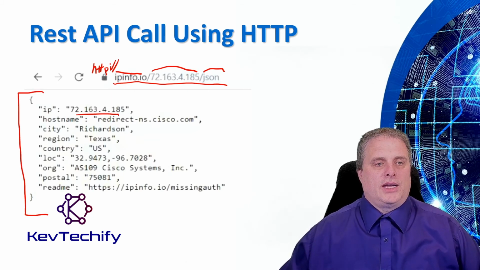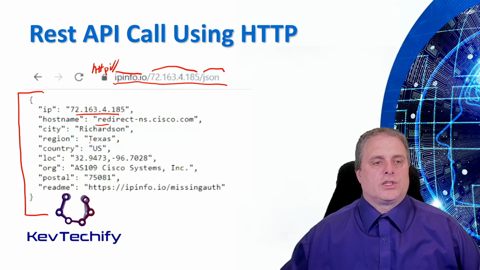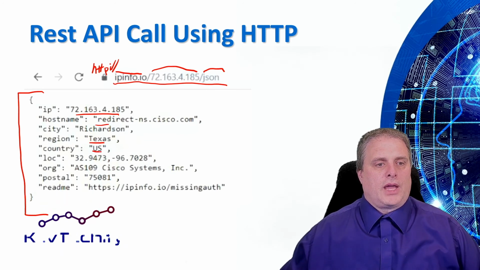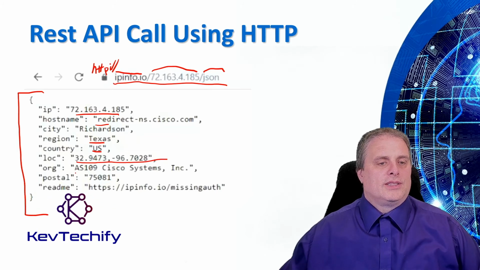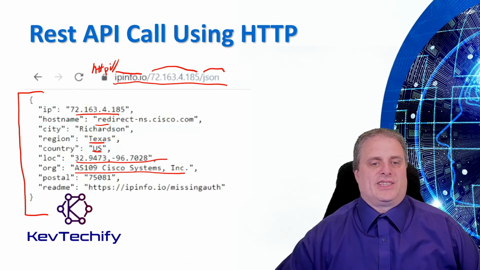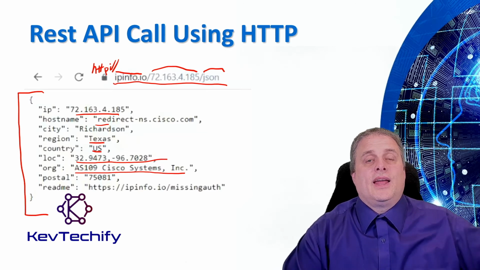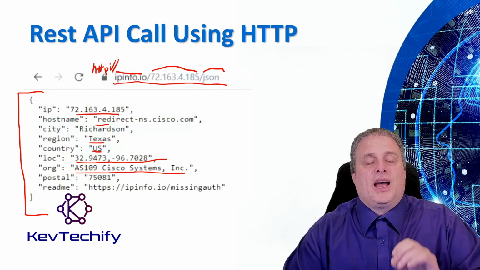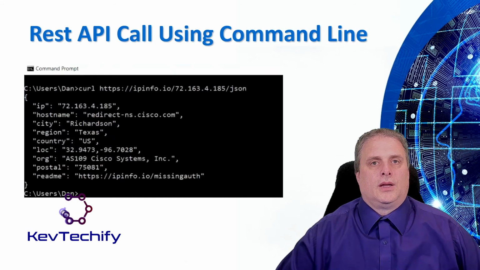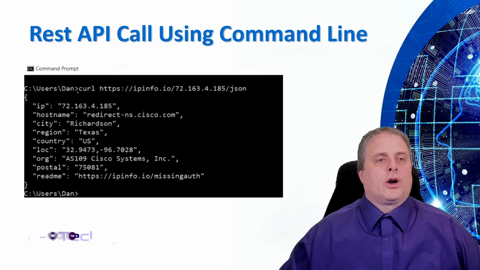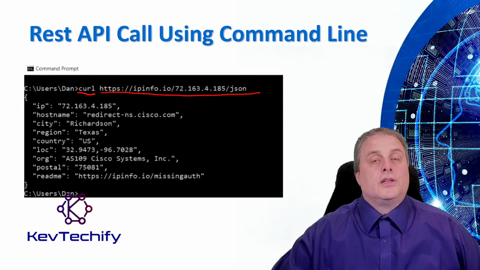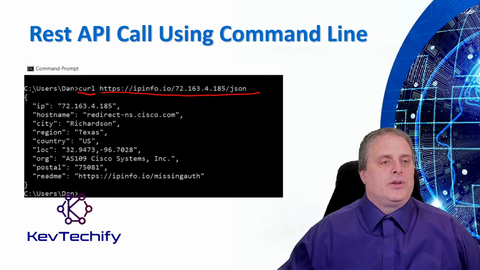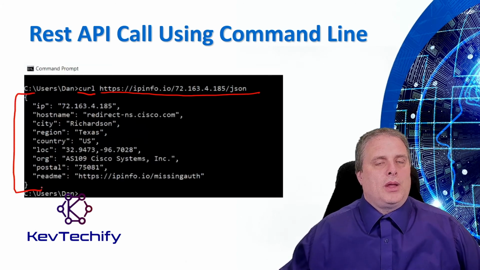Gives you an IP address and the host name and where it's located, the location, even a longitude and latitude. Who is this registered to? Cisco Systems. We can then execute this same API from the command line. And what we're going to do is use the curl tool here, provide the same URI right here to call the API, and you can see it returns the same information.